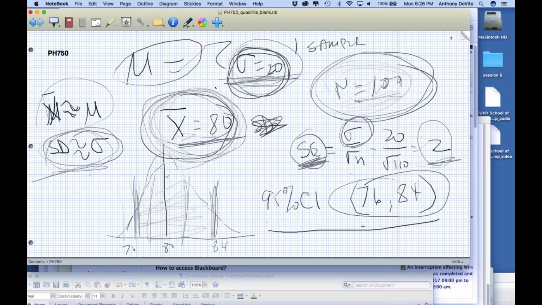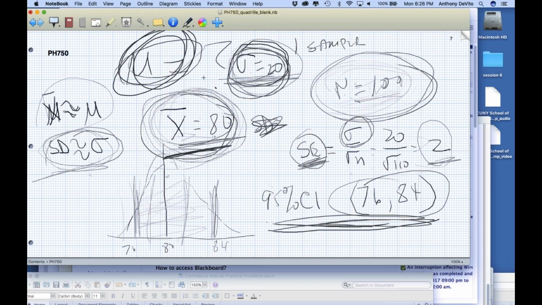So what did you do here? You predicted based on your sample and knowing the standard deviation. You predicted that you're 95% sure that the true mean, this guy right here, which is really what you're interested in, is between these 2 numbers. Think about that.